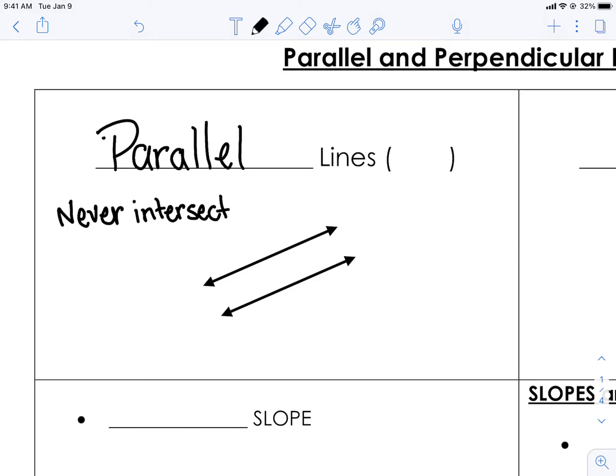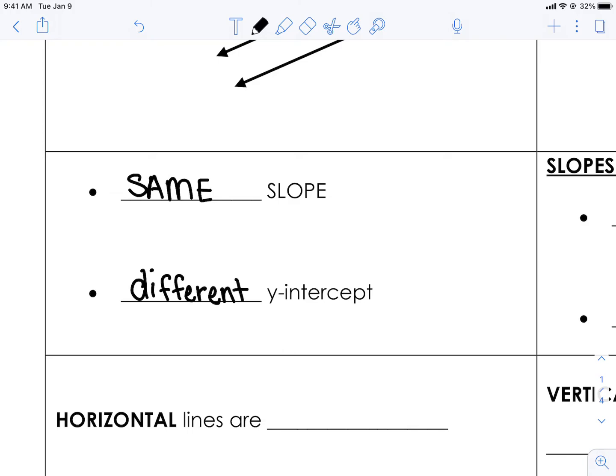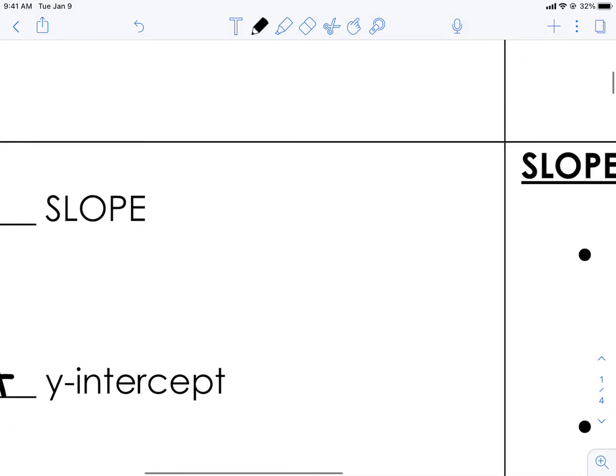Okay, the symbol that we use so we don't have to write parallel every single time is just two parallel lines, like that. So a little about parallel lines: they have the same slope and they have different y-intercepts, because if they have the same y-intercept, then it's going to be the same line and it's not parallel. Okay. So let's look at an example.